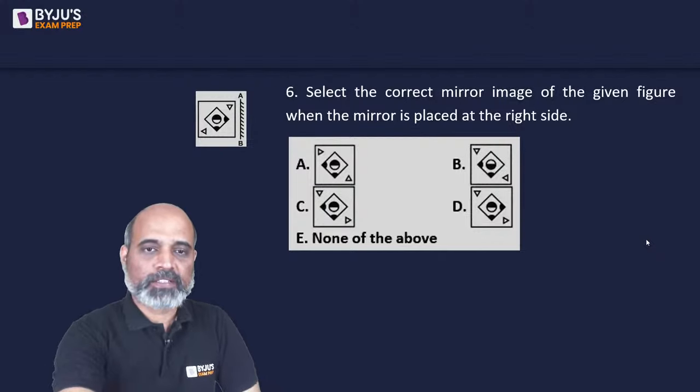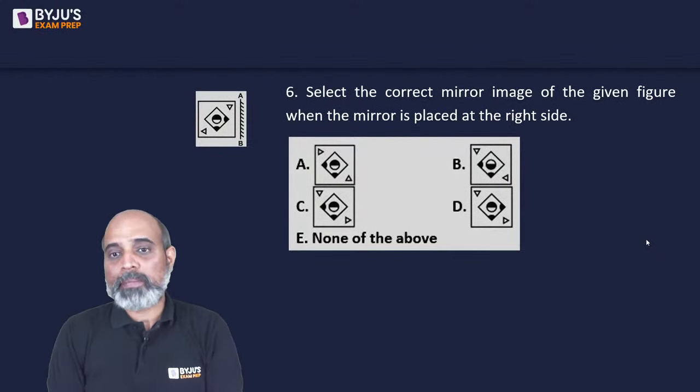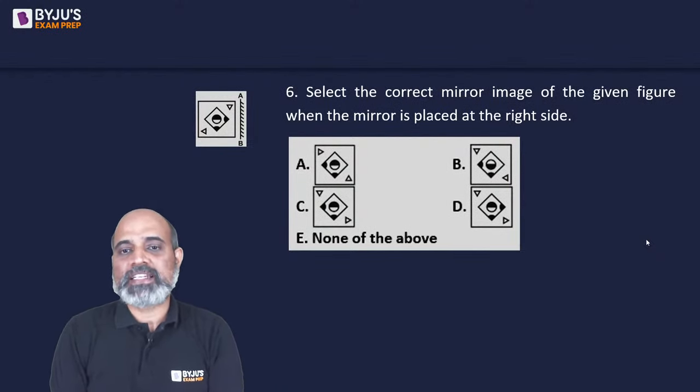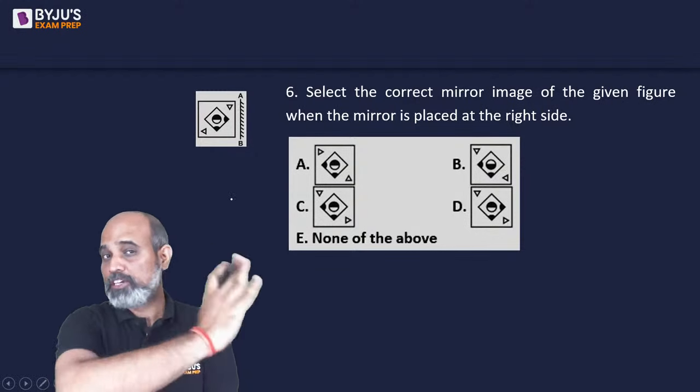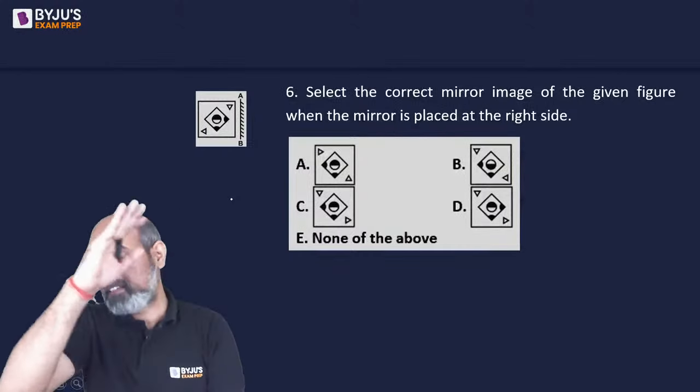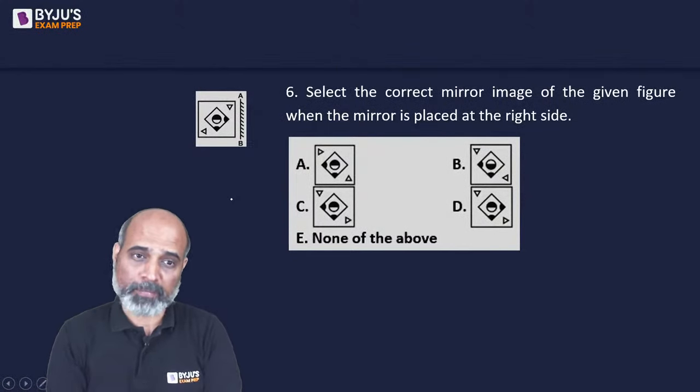Okay, the next one. Select the correct mirror image of the given figure when the mirror is placed at the right side. So the mirror is denoted by AB, and then you have a figure on the left side of the mirror. You need to find the right hand side image. That's the mirror image of this figure.